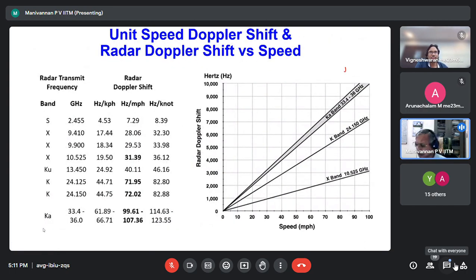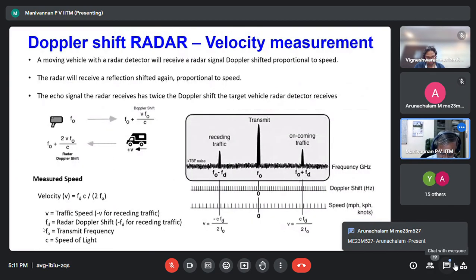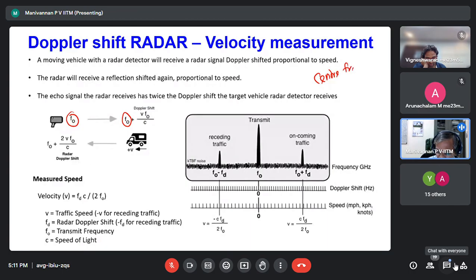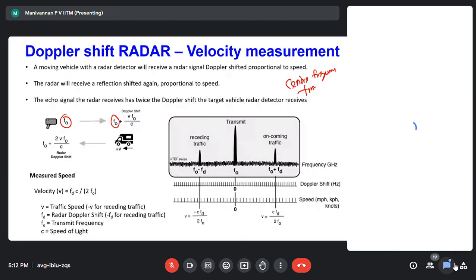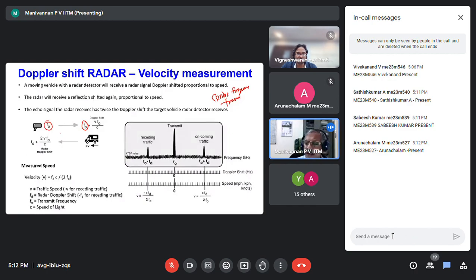Now, another thing I told you: when we talk about radar, the F0 is called the transmission frequency. Correct? Sometimes they call it the center frequency. Center frequency, transmission frequency, all are the same. Sometimes they put FC for center frequency, F0 for output frequency, or FT for transmission frequency. Correct? So all these things are nothing but that. That's what the Doppler radar transmits, a transmission signal that is a fixed frequency.